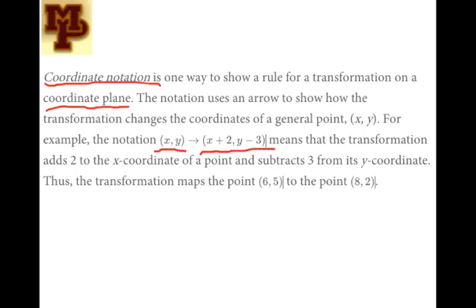For example, if you had a point like (6, 5), you would add 2 to the x-coordinate, which makes 8, and subtract 3 from the y-coordinate, which becomes 2. So the point (6, 5) becomes (8, 2). We'll look at several examples.